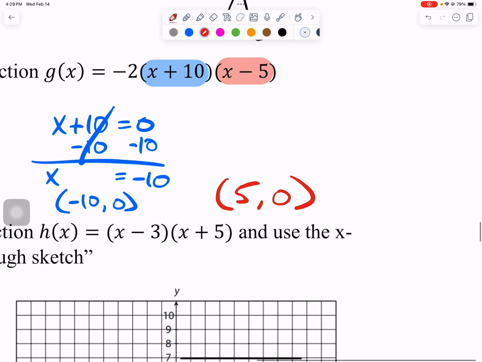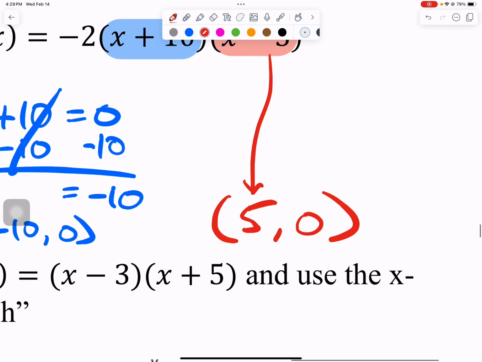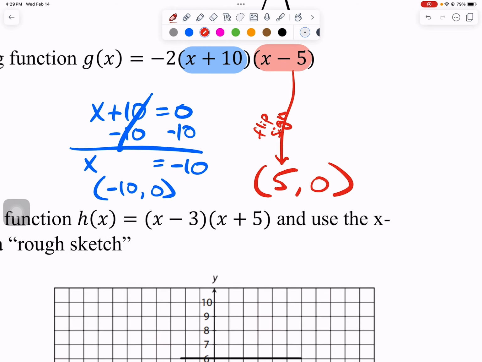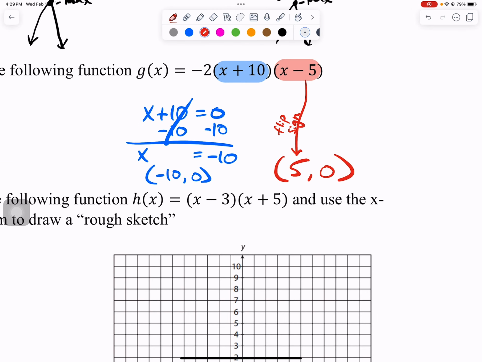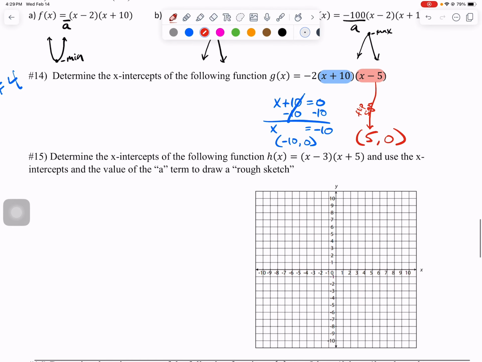And then if you're taking notes, what I want you to do is just draw a little arrow there and just put flip sign. And that's truly all you need to do to find that x-intercept there. You're setting y equal to 0. All right, so great job there.